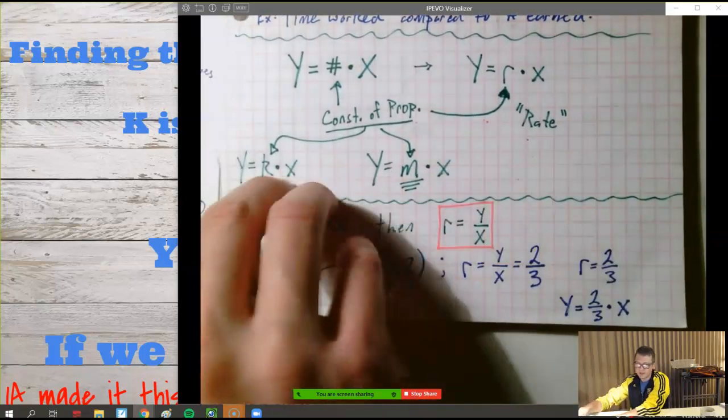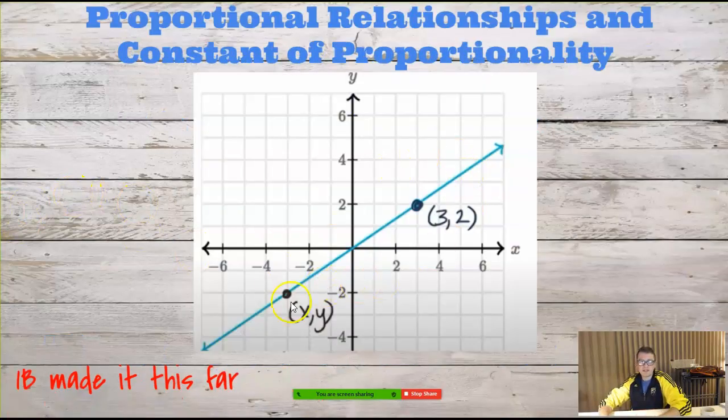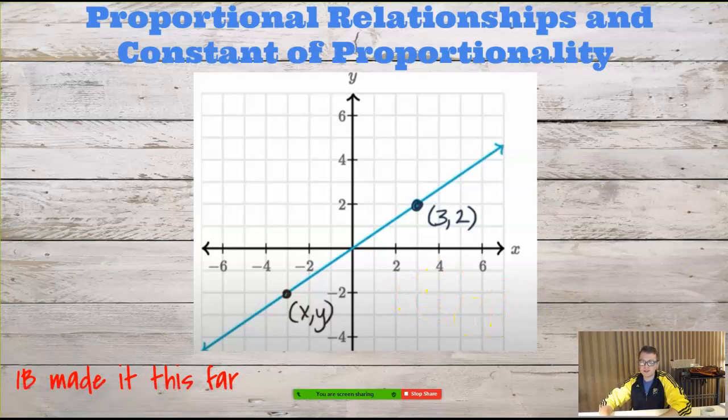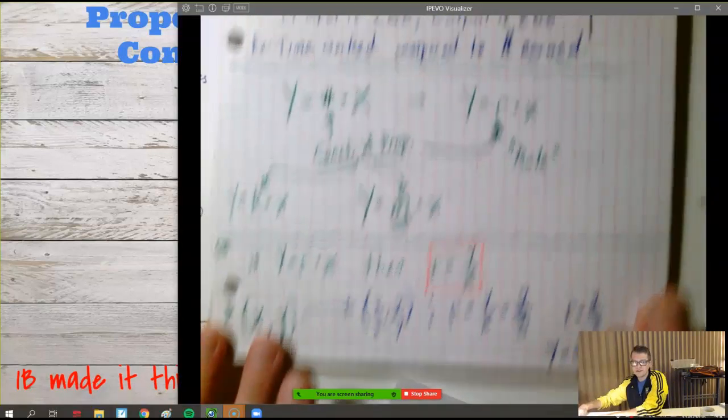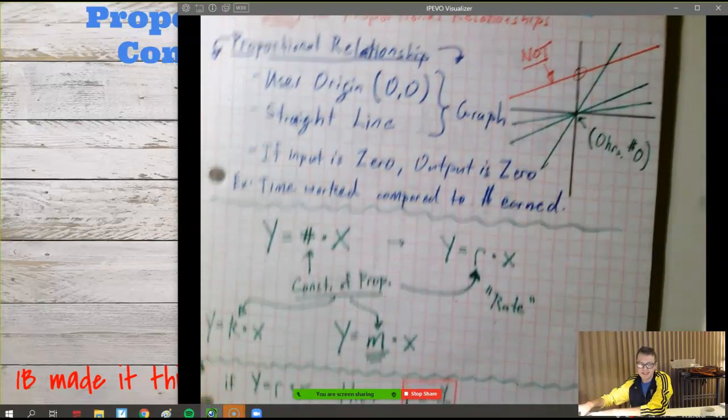So don't write this stuff yet necessarily. You do not have to write that yet. So let's say we look at this line, right? I showed you up on our notes a few examples of proportional lines. So these green lines are all examples of proportional relationships. The red line is not.